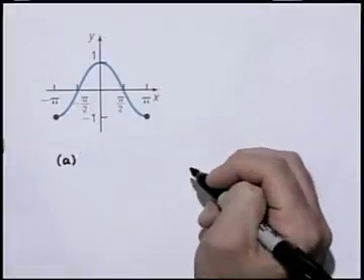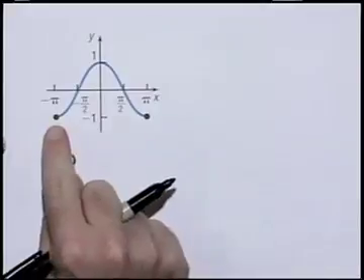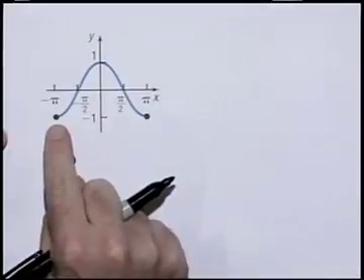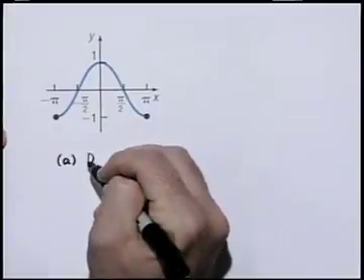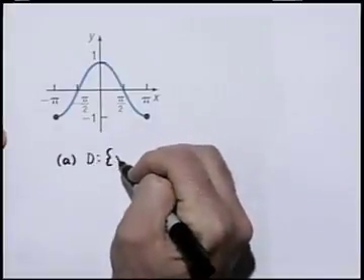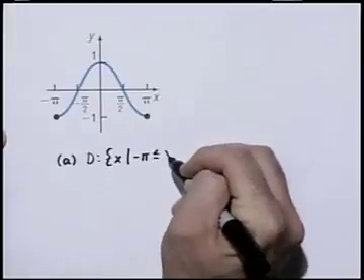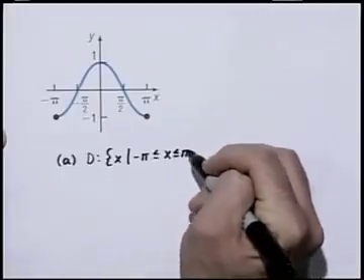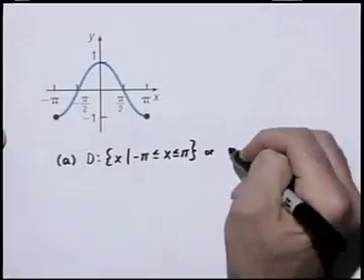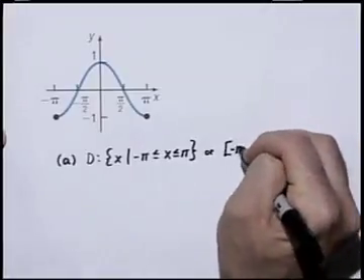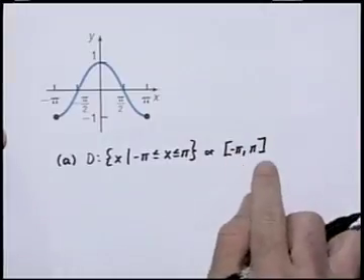In part A, we want to know the domain and range of the function. The domain of the function is the set of all x-coordinates for which the graph exists. We can see that the graph of the function exists for the set of all x such that x is between negative pi and pi inclusive. If you're a fan of interval notation, we would write the domain using brackets with the endpoints negative pi and pi.